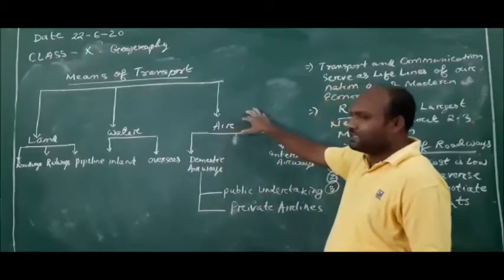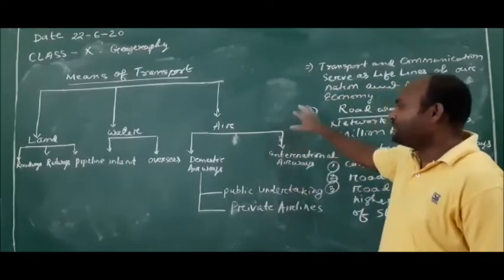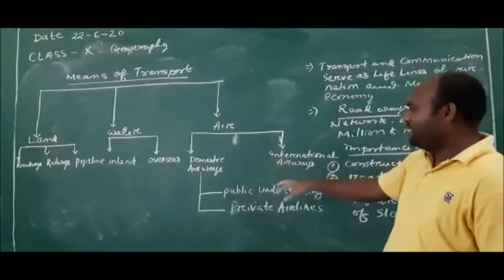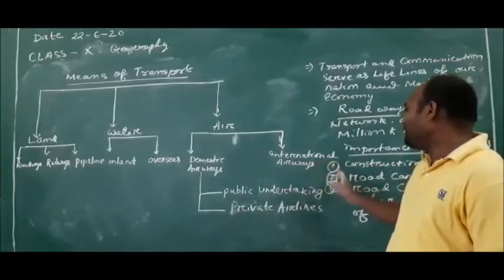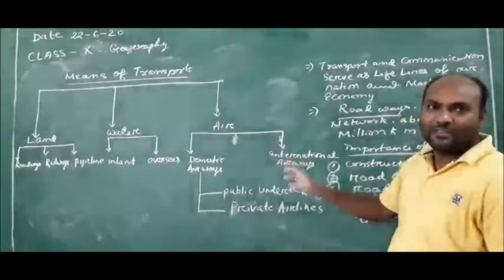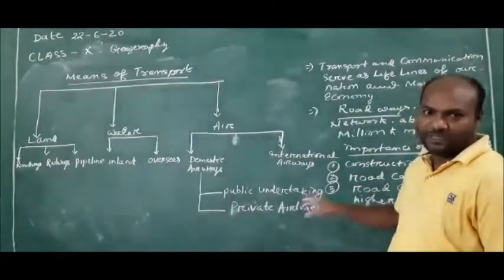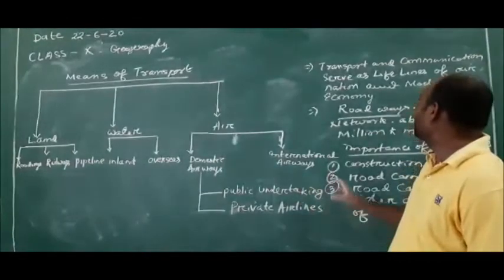And after that we see the airways here, and in the airways we see two divisions: domestic airways and international airways. In the domestic airways we see two divisions: public undertaking, which means the airways are under the control of the government, and the second one is private airlines, which are run and regulated by private individuals.